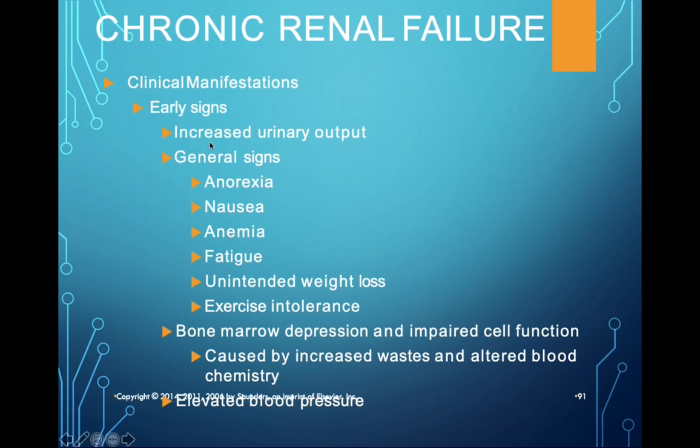The earlier signs are going to be increased urinary output, and these general signs, right? Anorexia, nausea, anemia, fatigue. We see these with so many different things. Unintended weight loss, exercise intolerance, and the bone marrow depression and impaired cell function take place. That's caused by the increased wastes and the altered blood chemistry. You get this elevated blood pressure.